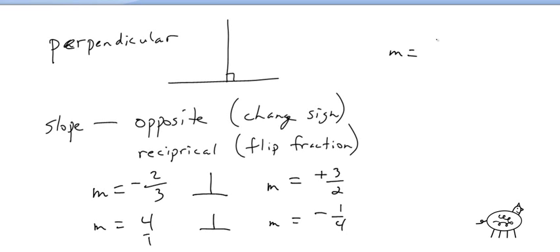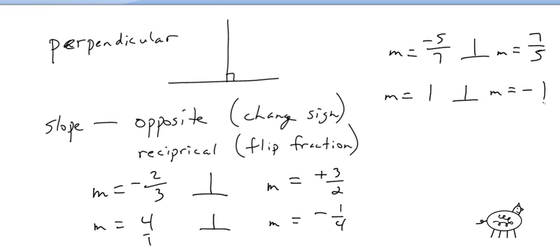Try a couple more. m is equal to negative 5/7. Perpendicular: m equals positive 7/5. Slope is 1. How do you flip around 1? Isn't it the same thing? 1/1 is still 1. So it's perpendicular to negative 1. Okay, that's actually kind of a weird one, but you got to know that. So you flip the fraction and you change the sign. Okay, so let's actually start out with a problem here.